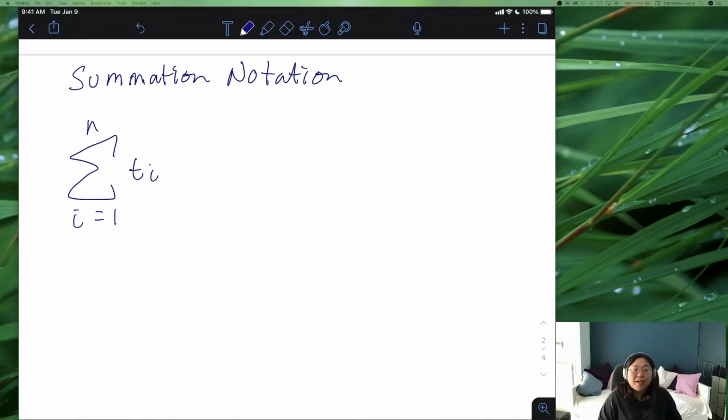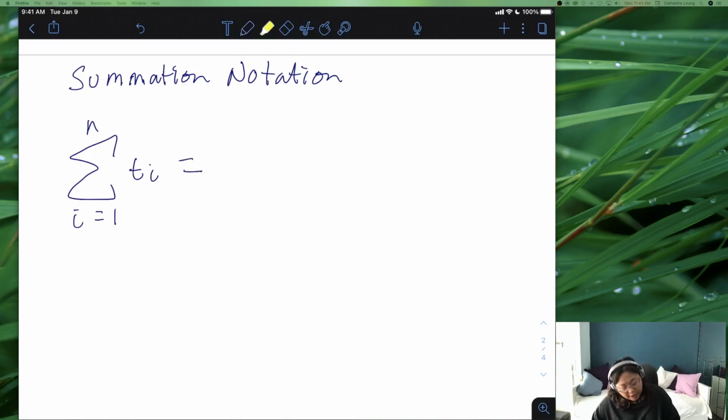Hi everyone. So in this video, we're going to talk about summation notation. Now we're going to start with a very basic explanation of what this term means and then go on to sort of a more complicated example. So the first idea is that this summation notation is a representation of a sum of terms. So what does that actually mean?